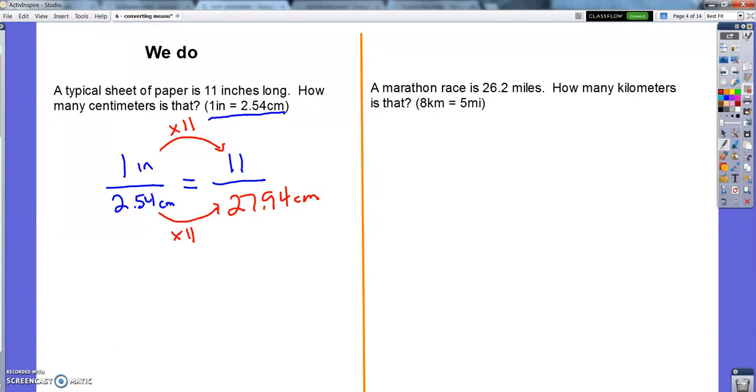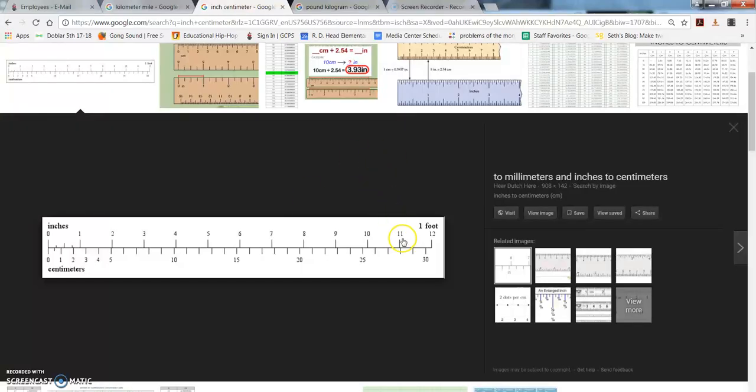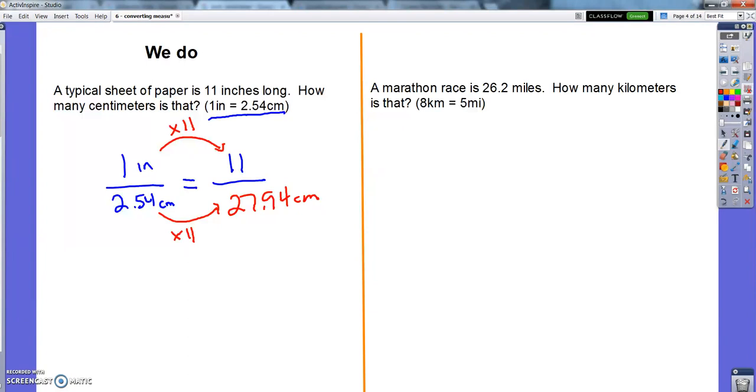Oh, and that's the one I showed you. 11 inches is really close to 28 centimeters. Look at that. It's a teeny bit less than 28 centimeters, and we just figured that out. How about that? All right, let's do one more where they don't give a unit rate.